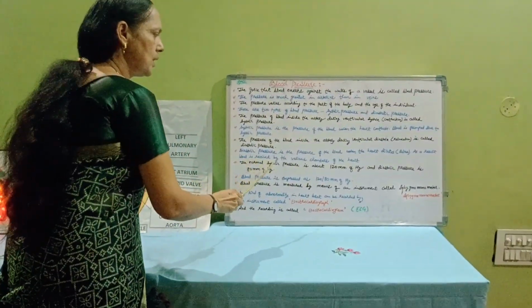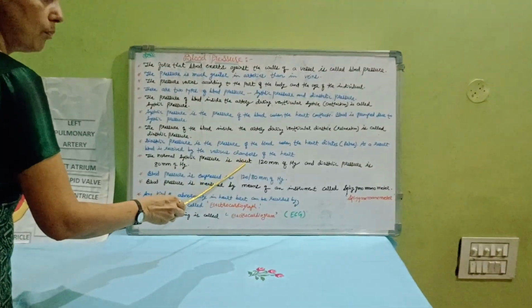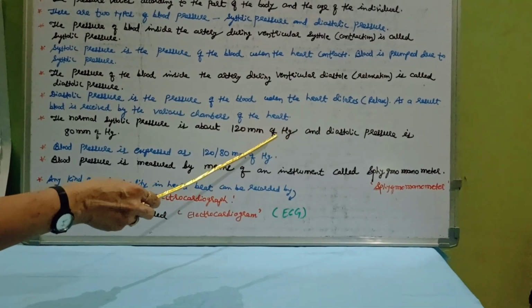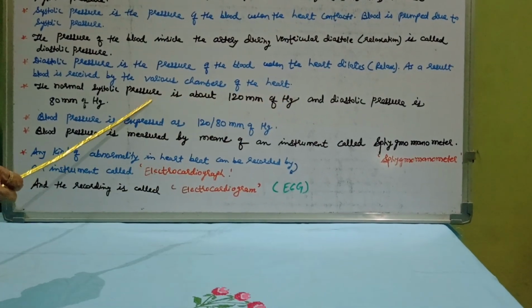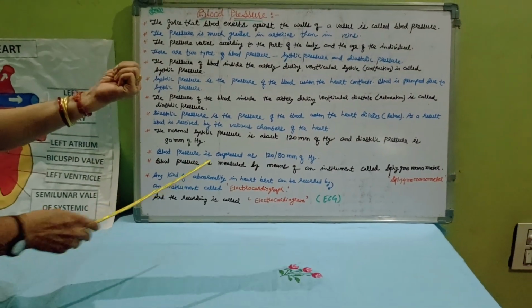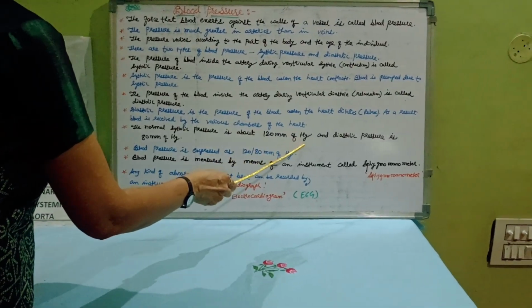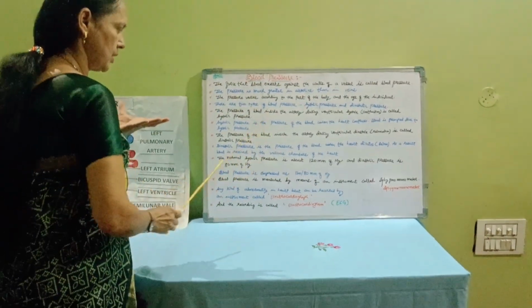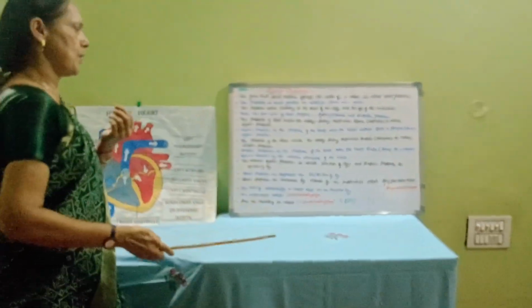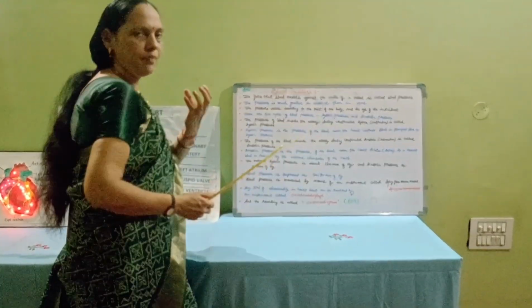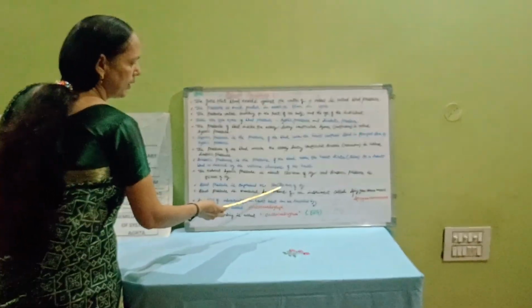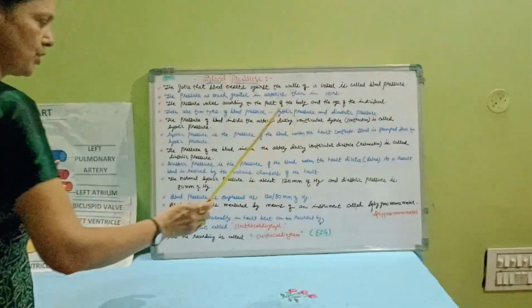Now, the normal systolic pressure is about 120 millimeter of mercury, that is, mm Hg. The systolic pressure, meaning contraction pressure, is 120 mm Hg, and the diastolic pressure is 80 mm Hg. Generally whenever we check our blood pressure, doctors write it in this way, 120 per 80 mm Hg.